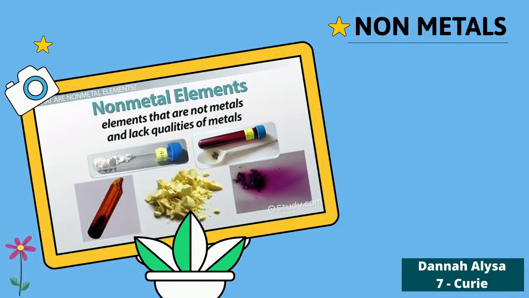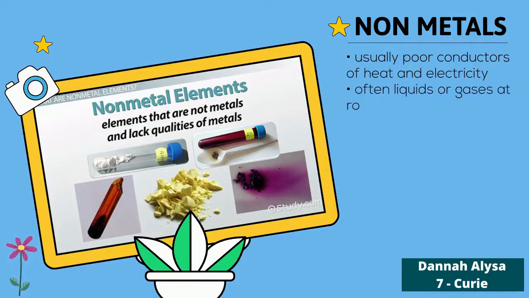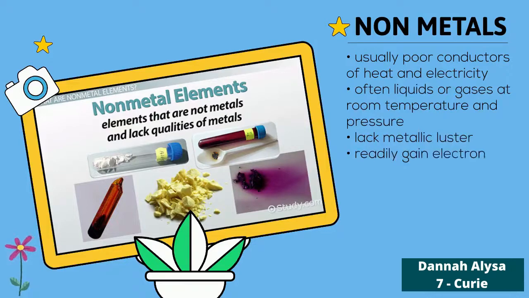Non-metals. The elements on the right-hand side of the periodic table are the non-metals. Non-metal properties are usually poor conductors of heat and electricity, often liquids or gases at room temperature and pressure, lack metallic luster, readily gain electrons, and high ionization energy.